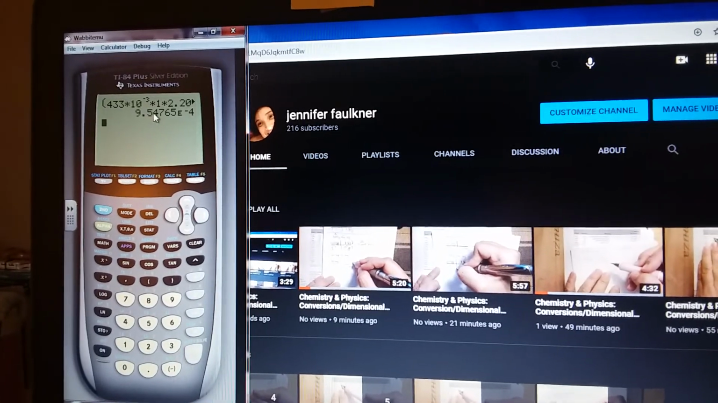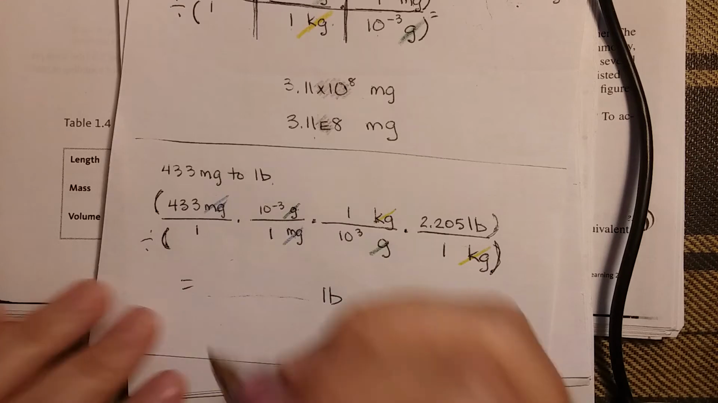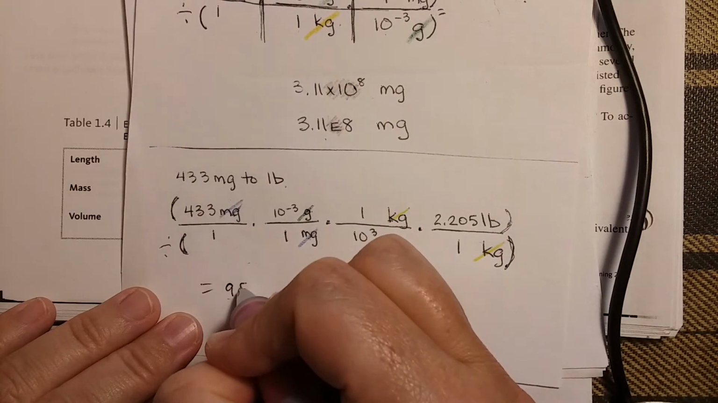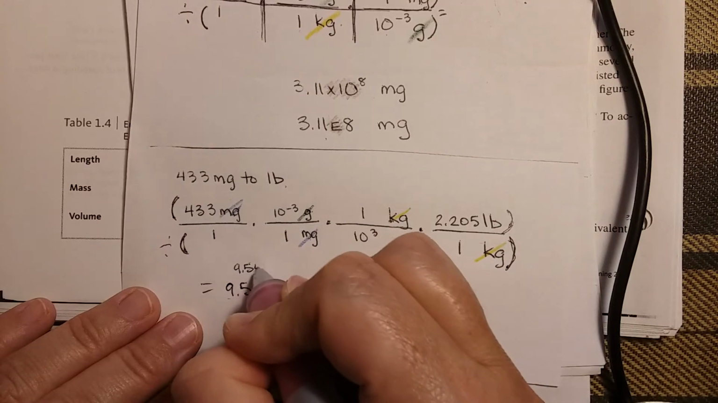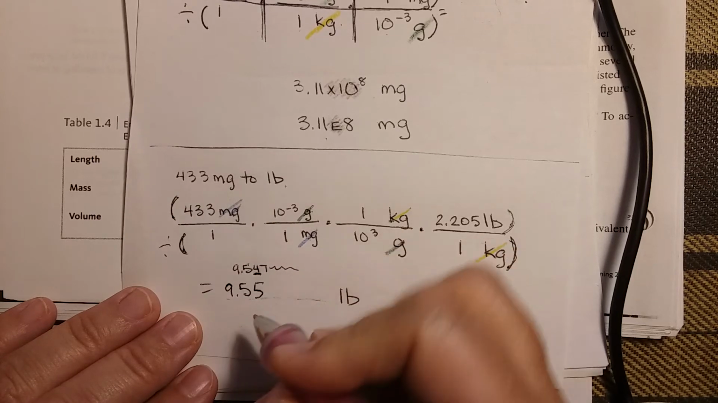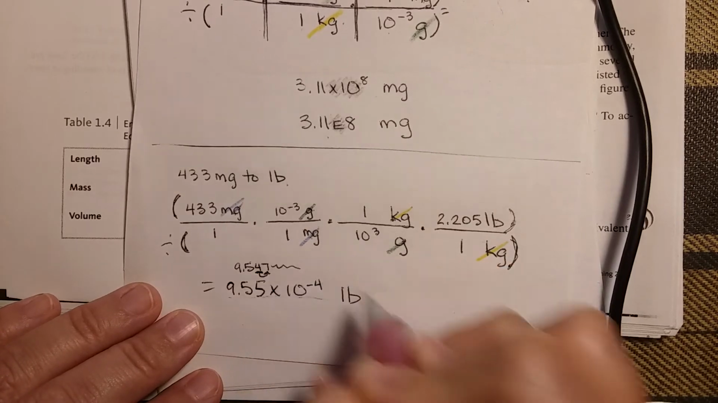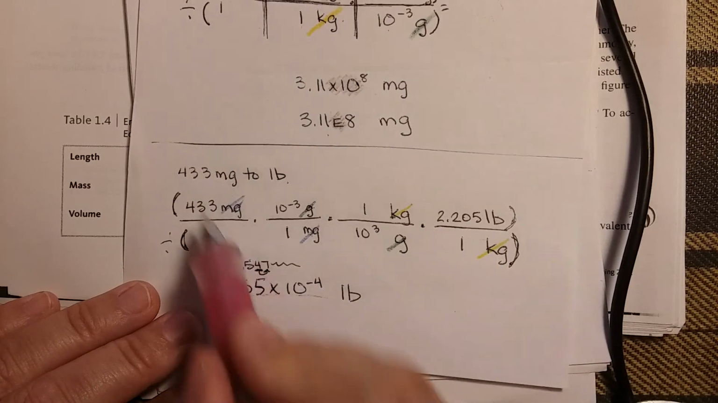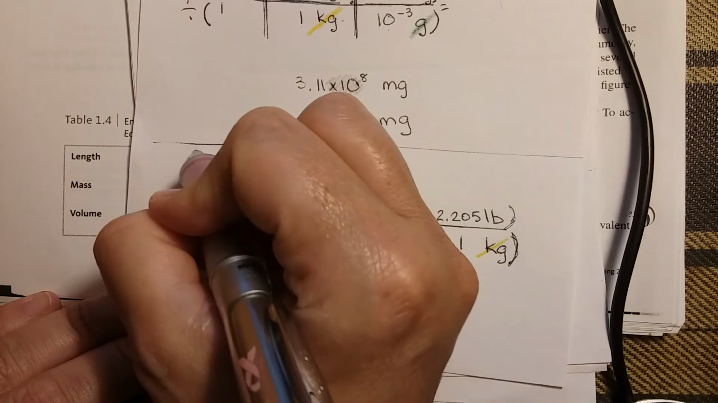9.55 times 10 to the negative 4. I could have had that set in normal notation instead, but let's stick with scientific. So I'm going back down here now. So that is 9.55, because it was 9.547 and so on, and I need to stop right here and round the 4 up to 5, times 10 to the negative 4 pounds. The reason I needed to stop here was because we started out with 3 sig figs, and so we needed to end up with 3 sig figs.